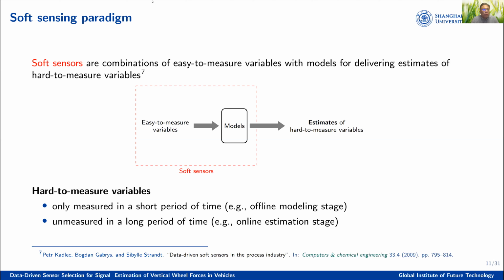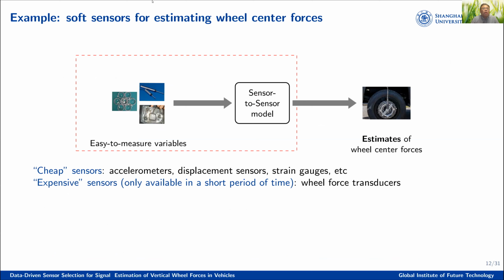For this work, we published a previous paper to discuss it, also in the same journal; we published the two papers in a very close period of time. To be specific, for the soft sensors for estimating wheel-center forces, here is our paradigm. The easy-to-measure variables include, for example, the displacement sensor and accelerometers, and we build a sensor-to-sensor model in this work and try to estimate the wheel-center forces.